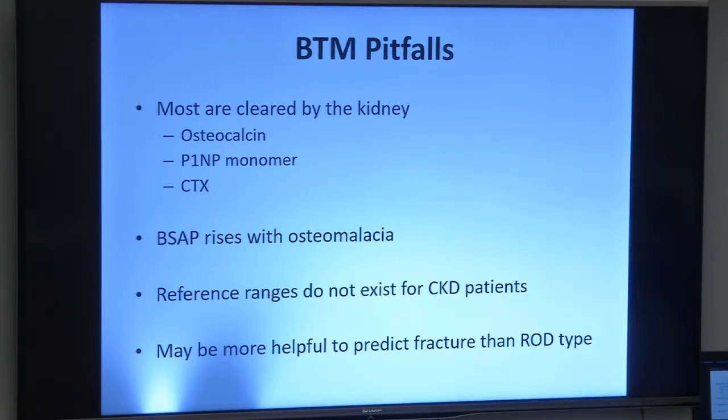And there's some data suggesting that BTMs may be predictive of fracture in renal failure patients, and studies in dialysis patients indicate that high levels of BSAP are actually better as a fracture predictor tool than DEXA. Okay, but we don't have great cutoffs for those levels, and that data has not been replicated in multiple cohorts.